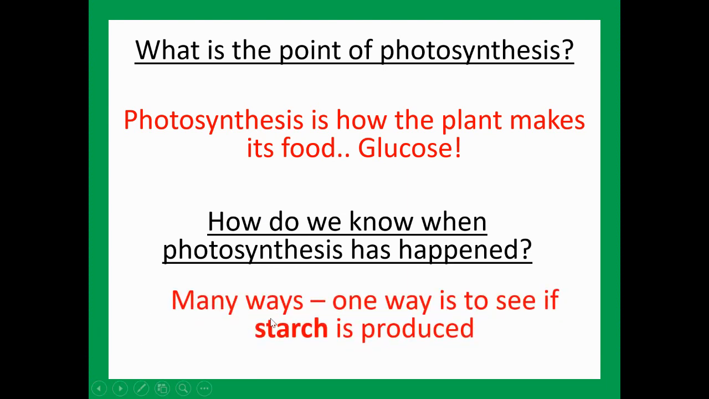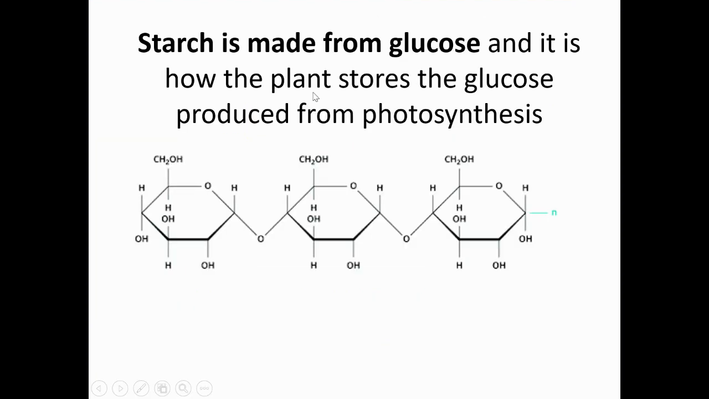Well, there are lots of ways. As it's a chemical reaction, there's loads of things you can look at. One of the ways we're going to be exploring today, and you are going to have to remember, is that starch, which is a key word for today's lesson, is produced. In fact, plants turn their glucose into starch. And so, if there's starch, then there must have been glucose made, and then there must have been photosynthesis.